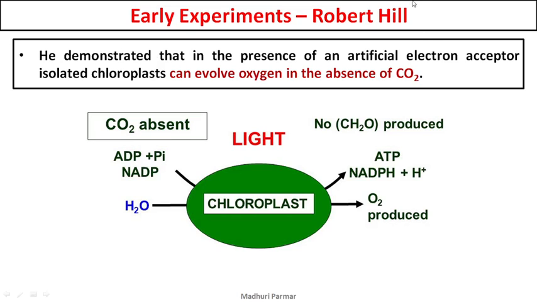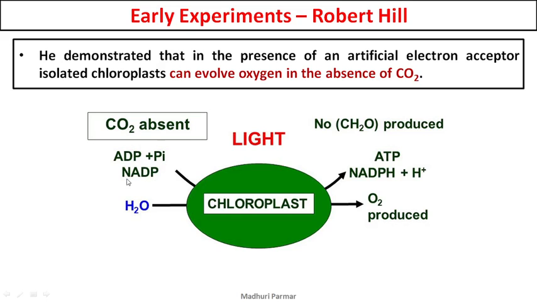Fine. Then there was another scientist called Robert Hill. The first thing he did was isolate chloroplasts. From a plant cell, he removed everything else and got the chloroplasts separated. He took these chloroplasts in a solution, and he showed that in the absence of carbon dioxide, there was no carbohydrate produced. That is obvious, since carbon dioxide is required for carbohydrate production.